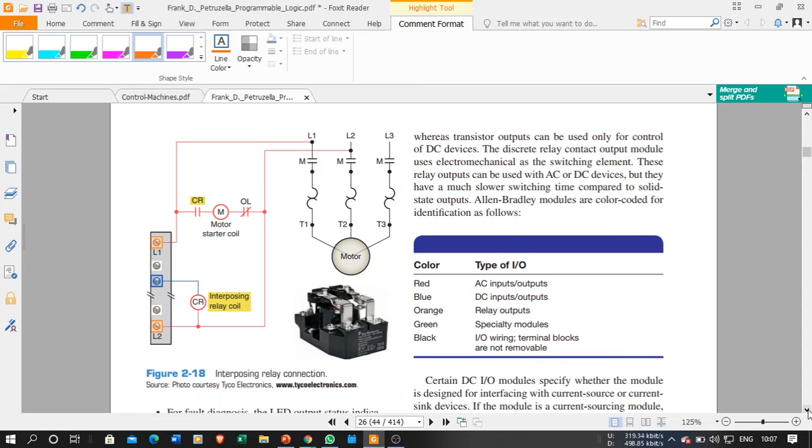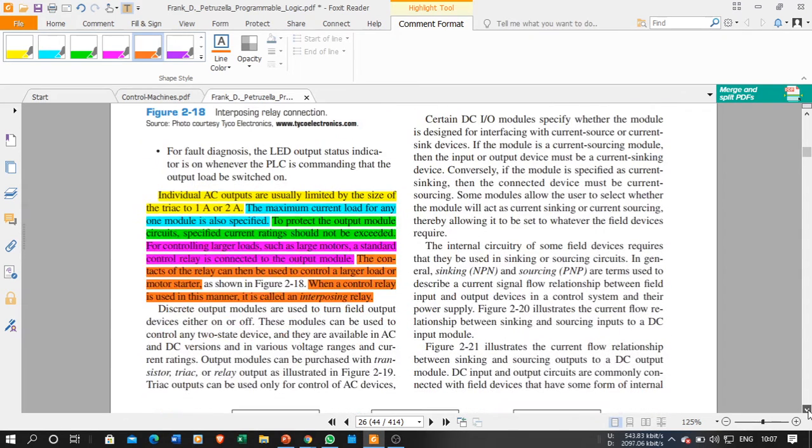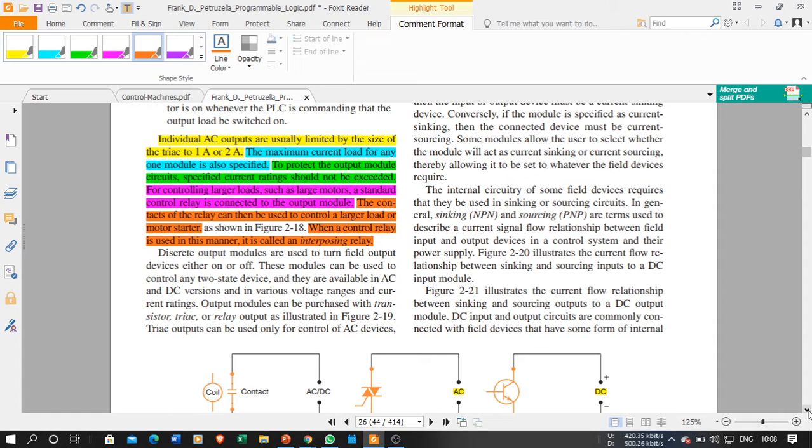Okay, so you are going to use such a type of control relay, and that control relay is called an interposing relay, and that can be used only when we need to control a larger load, heavy load, with the help of PLC. Discrete output modules are used to turn field output devices on and off.